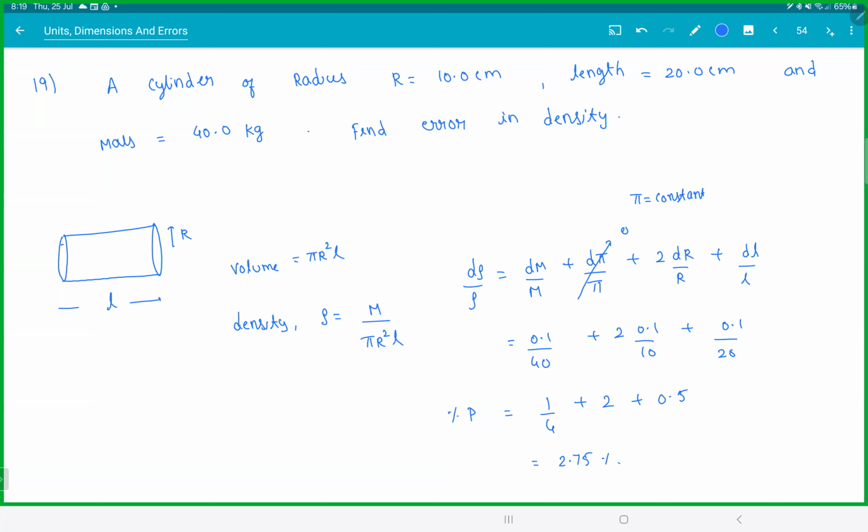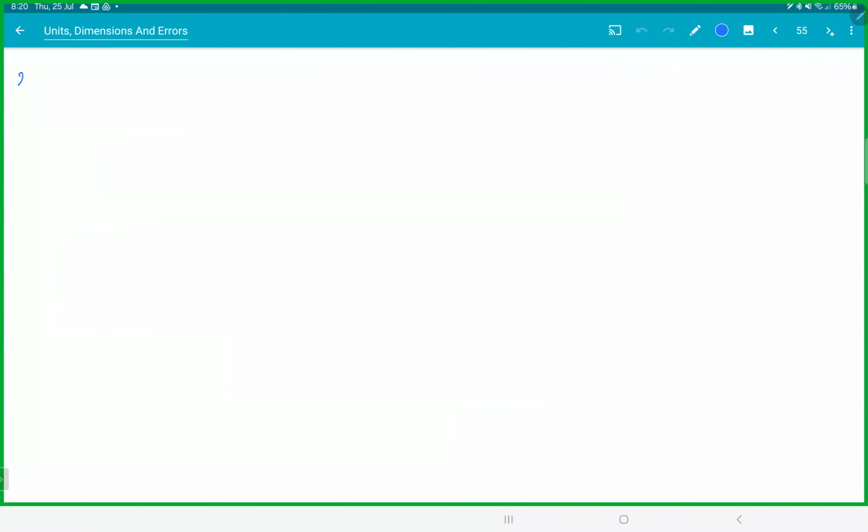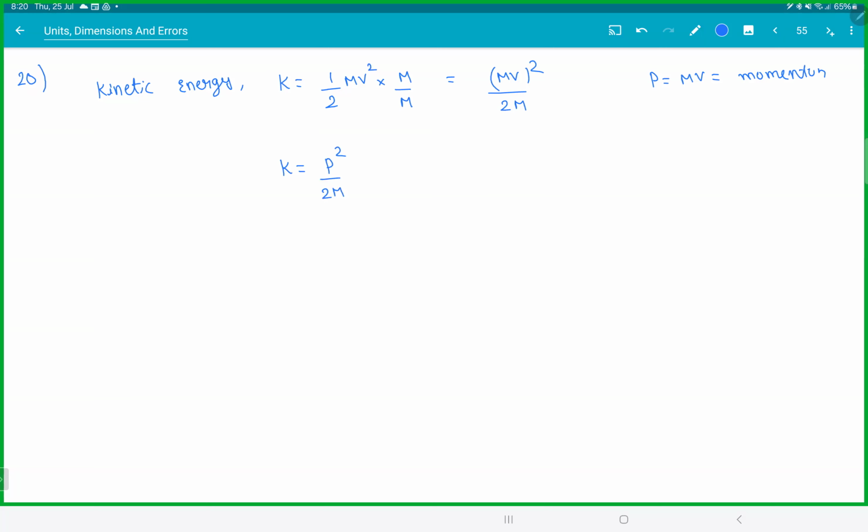Next thing. We know kinetic energy, I'll call it K, is half mv square, multiplying and dividing by mass. This guy becomes mv whole square by 2m. And m into v is nothing but momentum. So the relation between kinetic energy and momentum is p square by 2m. M is the mass.